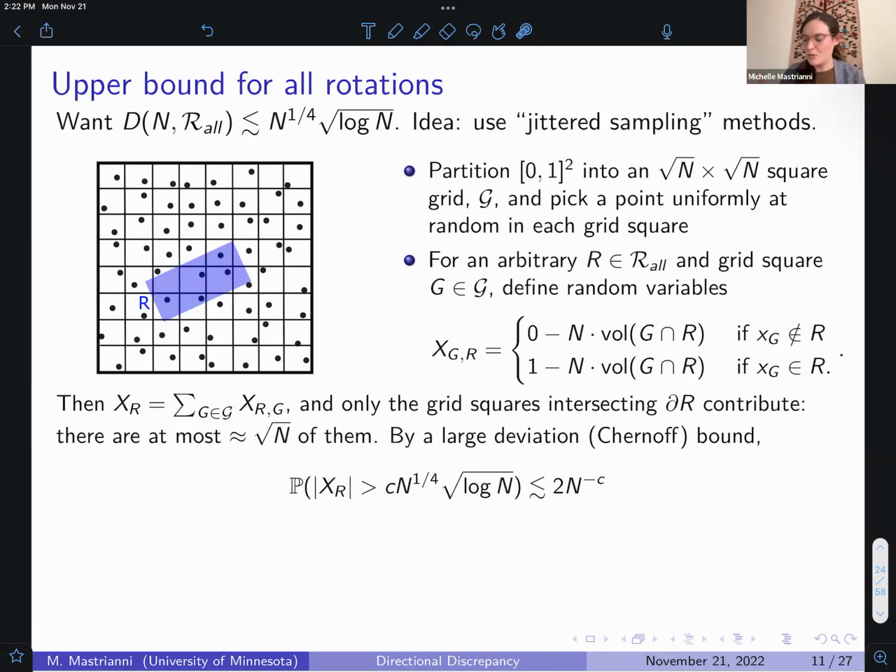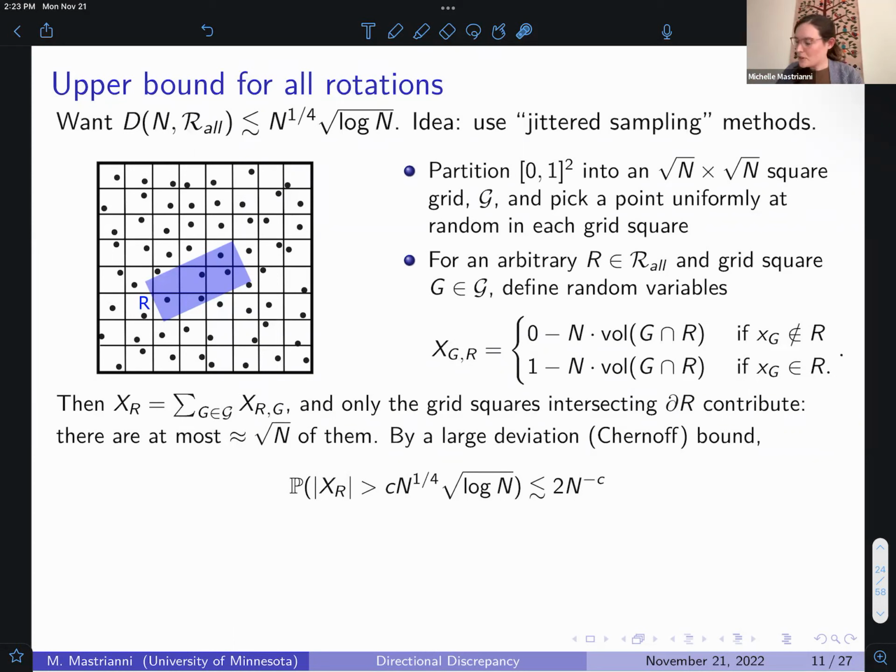So if you take an equal area partition of the square, you can just take a grid in this case, but any equal area partition will do, then the construction is that you pick a point uniformly at random in each grid square. So this introduces some extra uniformity just by virtue of having this equal area partition.